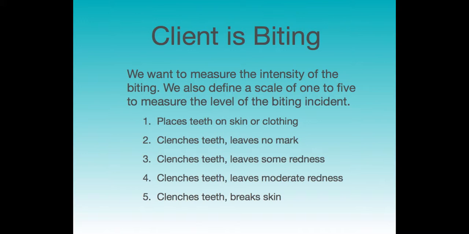We want to measure the intensity of the biting. We also define a scale to measure this. Level 1 places teeth on skin or clothing. Level 2 clenches teeth but leaves no mark. Level 3 clenches teeth, leaves some redness. Level 4 clenches teeth, leaves moderate redness. And Level 5 clenches teeth and breaks the skin.